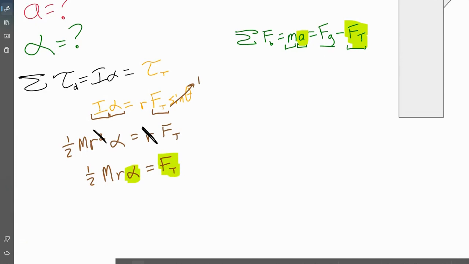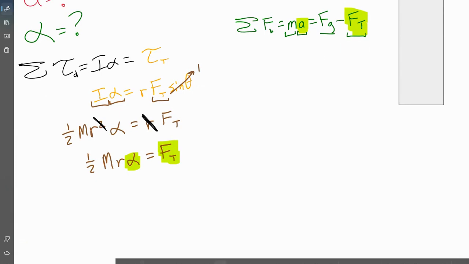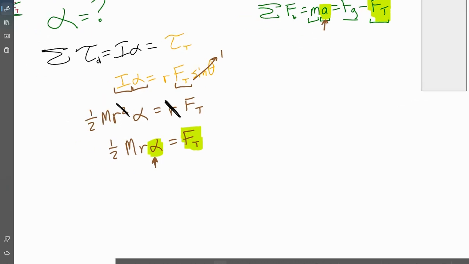Hmm. We can almost set up a system of equations, except for we have alpha over here and we have A over here. Well, if only there was a way for us to relate those two. Oh, wait, there is. A is equal to alpha R.